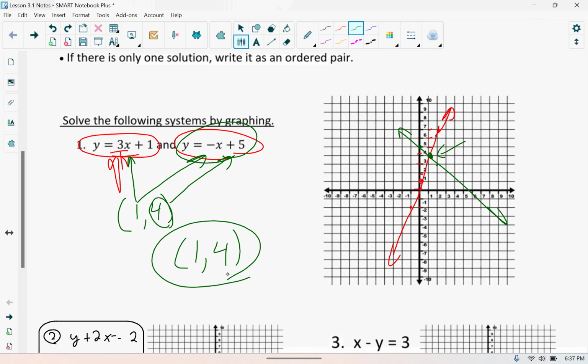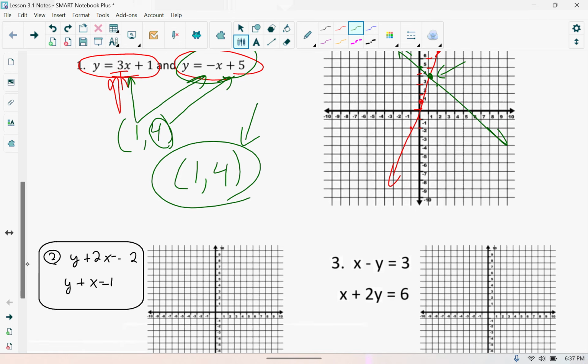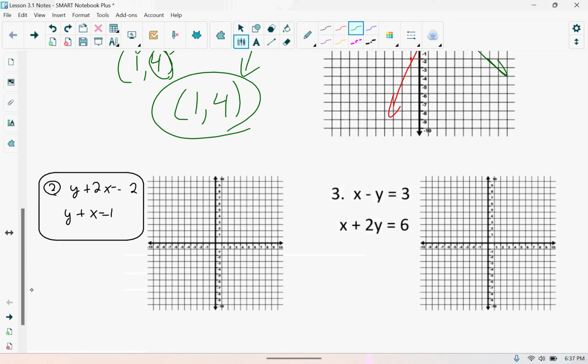It doesn't look like x equals something or y equals something. It looks like a coordinate point. So it's where they meet. Okay, let's go down here.